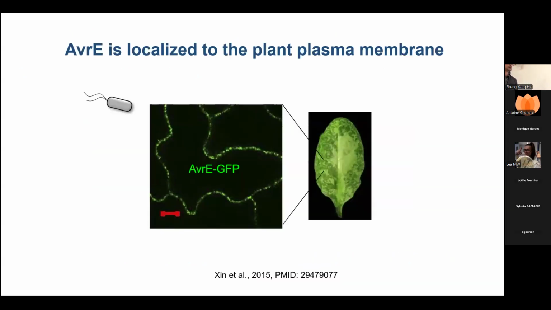Essentially, we were able to express AvrE in the plant cell now. You can see the AvrE-GFP fusion protein, so we can see the fluorescence of this protein to track it in the plasma membrane of the plant cell. But it's in a punctate structure, it's not uniform. So we don't understand why it's punctate, and we still don't know what that means.